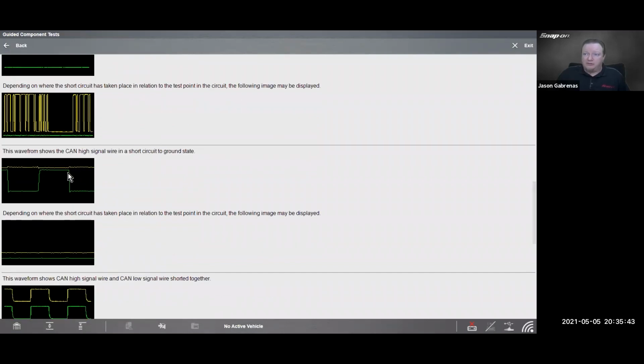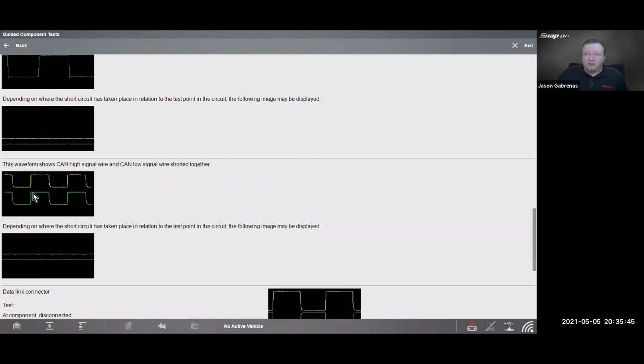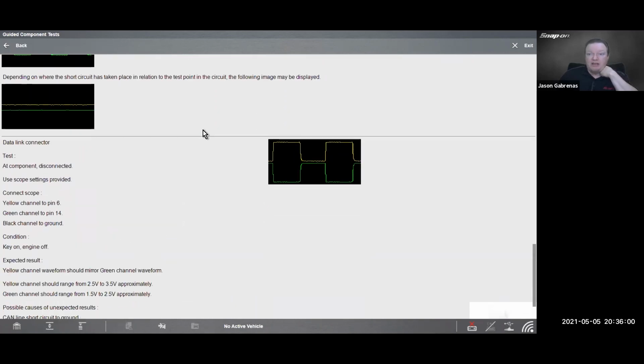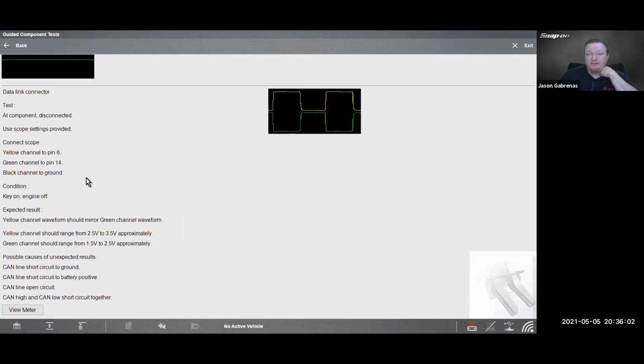This one's high signal shorted to ground, and so on and so forth. And here is both signals shorted together. Right? So if they're shorted together, they're going to match each other evenly because they're transmitting the same data at the same time. But they could also have a flat line. And then here is my known good again. It's going to tell me where to hook up to pin 6 and 14.